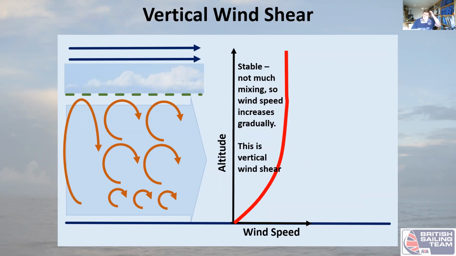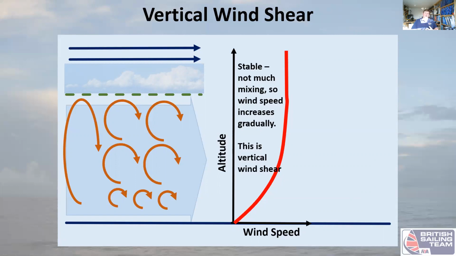What I've got here, this graph here, the vertical axis is altitude, so going from the surface through the top of the boundary layer and up above there, and then the red curve represents wind speed, increasing from pretty much zero right at the surface, and then increasing with altitude. Now, the example I've got here shows a stable atmosphere, so there's not much mixing around, which means that the wind at the surface, or just above the surface where your sail would be, is a lot less than the wind above it at the top of the boundary layer. This difference in wind speed is called wind shear.